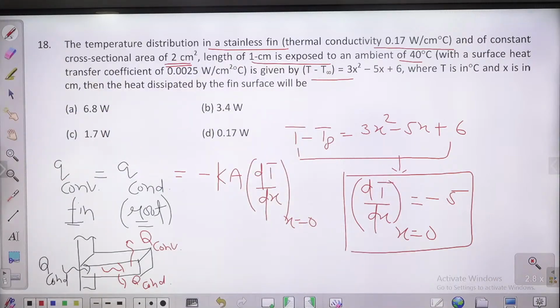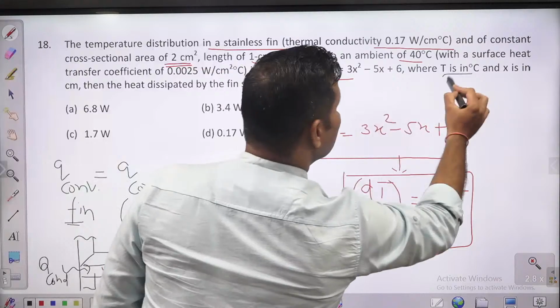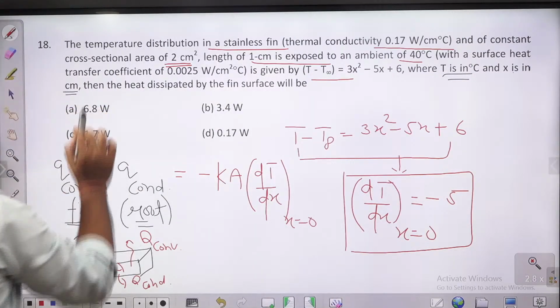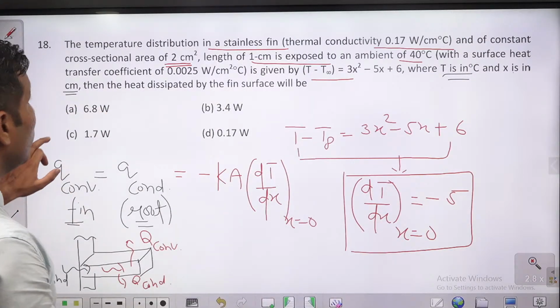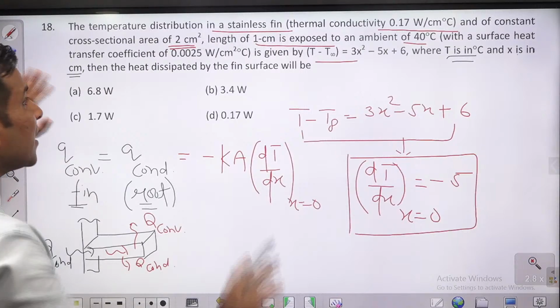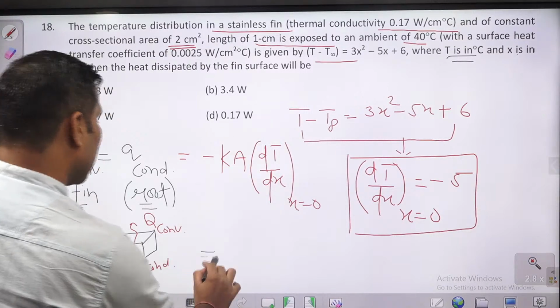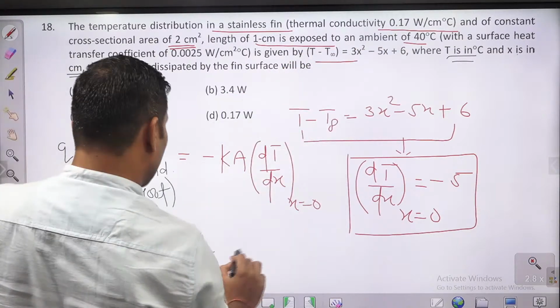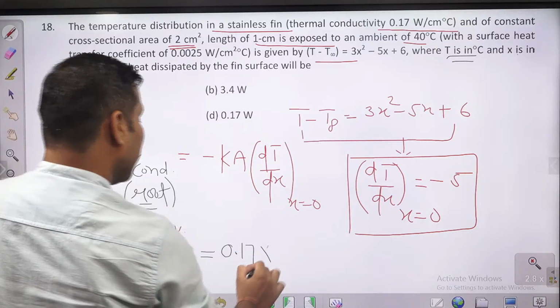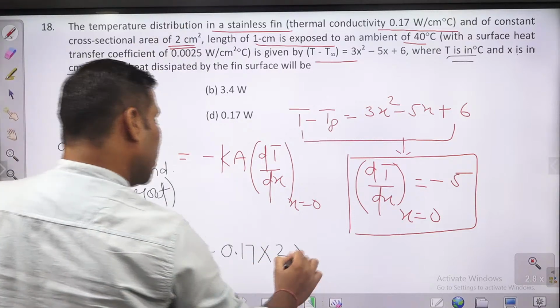Minus 5. Okay, so in this equation you can check the temperature is given in degree Celsius and x is given in centimeter. So you don't need to convert any unit. आपको कोई unit conversion नहीं करना है बच्चों, because all things are given in centimeter only. So conductivity is also given in watt per centimeter. So keep the same unit, 0.17. Area is given as 2 centimeter. Keep it 2 centimeter only.